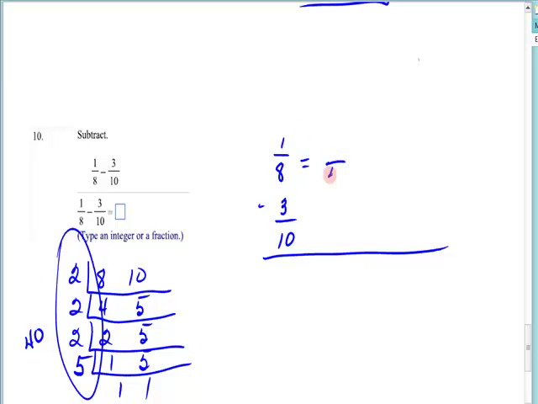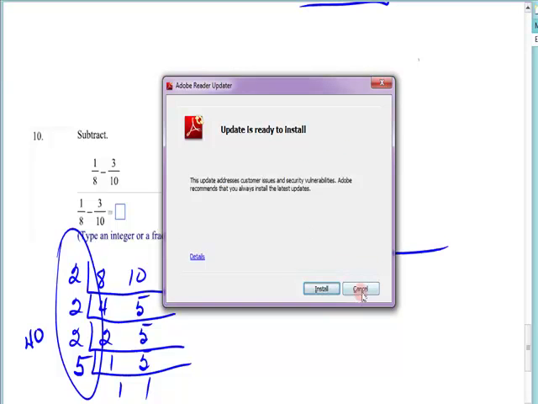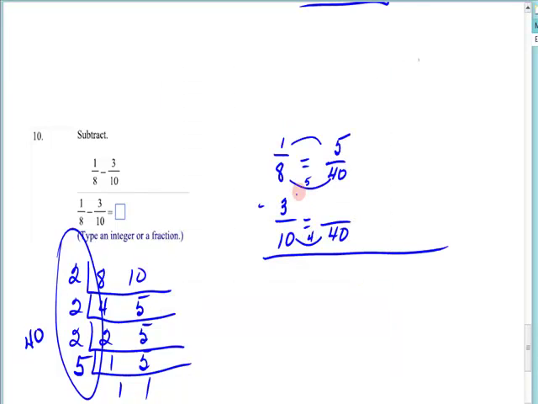You might have figured that out without doing all that work, and that's great. But I want you to have a process if you need it. 8 goes into 40 5 times. 5 times 1 is 5. 10 goes into 40 4 times, and 4 times 3 is 12.